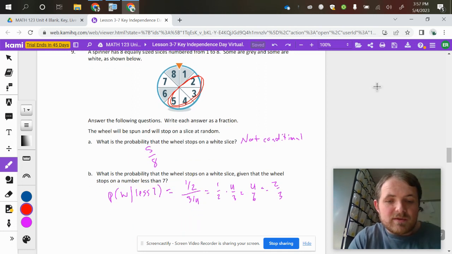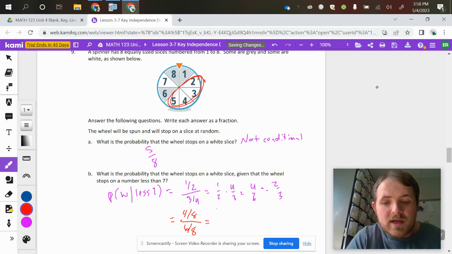So maybe it makes a little bit more sense for me to go 4 out of 8 on top for the overlap. And then the less than 7, it looks like 6 out of 8 of those are less than 7. So again, if the purple is a little bit confusing, those were the reduced fractions. So I would keep, change, flip: keep that numerator, change to multiplication, and flip that denominator. Doing a little bit of cross canceling gives me 4 over 6, which simplifies to 2 over 3.